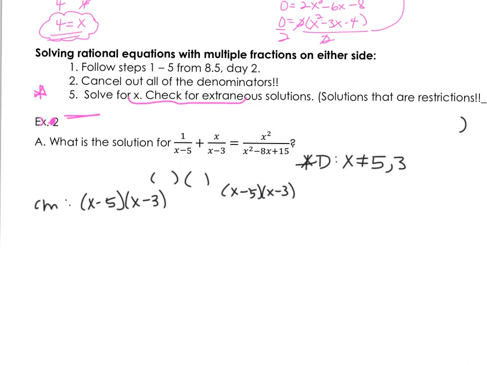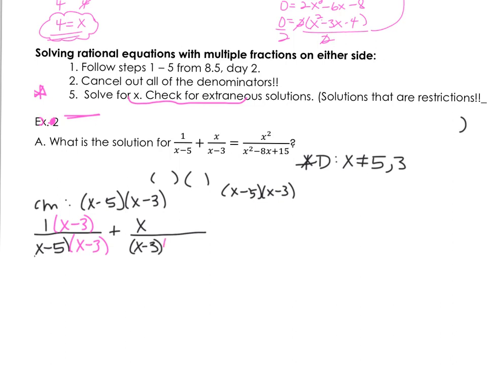The next step from 8.5 day 2 was convert each fraction. Taking a look at 1 over x minus 5, in that LCM, it still needs the x minus 3. If you multiply it on the bottom, we have to also multiply it on the top. And then it's plus x over x minus 3.